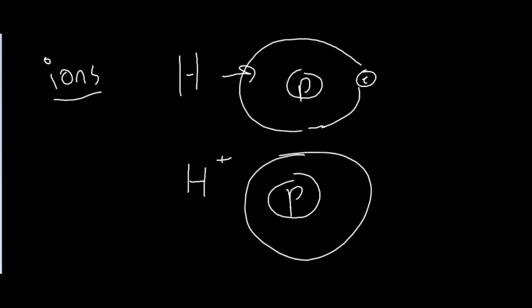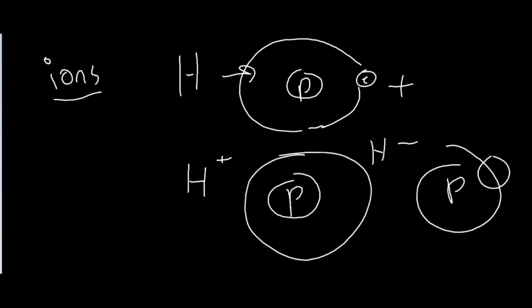Something that you should memorize is that a plus means that it is missing an electron, and a minus means that it has an extra electron. So H minus is going to have 2 electrons around it. And I know that's confusing. You imagine that plus means it has an extra one, but plus means that it has 1 missing, and minus means that it has 1 extra.